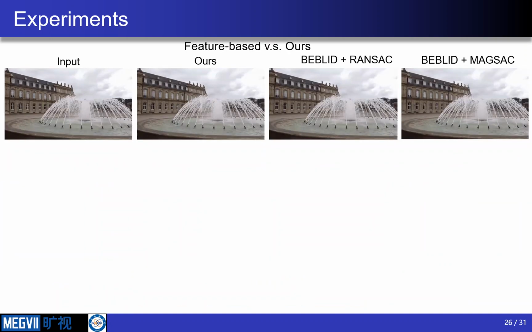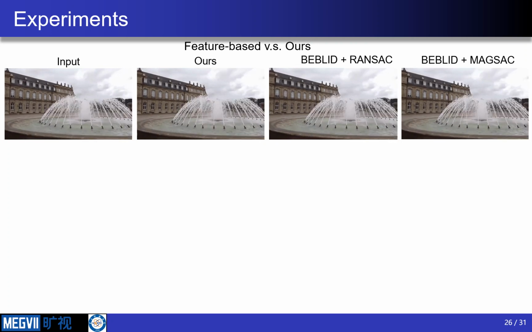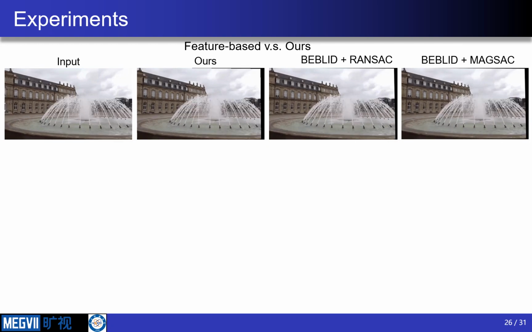We also compare our method with all the aforementioned feature-based solutions. As seen, the foreground fountain occupies a large portion of the images, causing difficulties for outlier rejection methods, such as RANSAC and MAGSAC. In contrast, our method eliminates the interference of foreground motion and aligns the background building successfully.